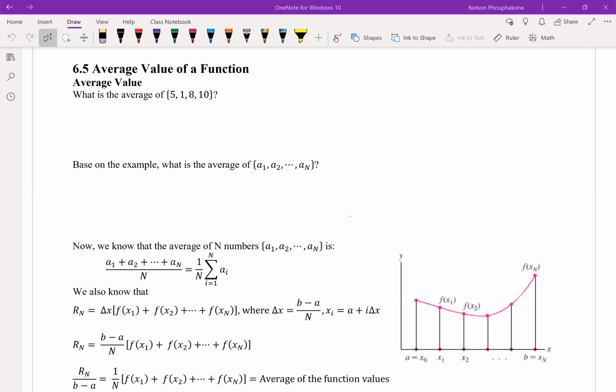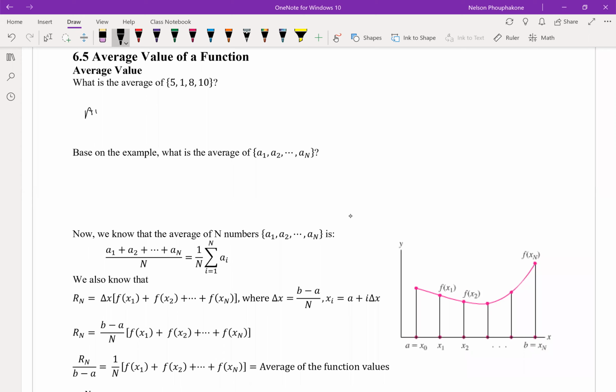Okay, so now let us get to this video. It is talking about the average values of functions. So how do we find the average values? If we have four numbers, 5, 1, 8, 10, in this case, how do we find the average?